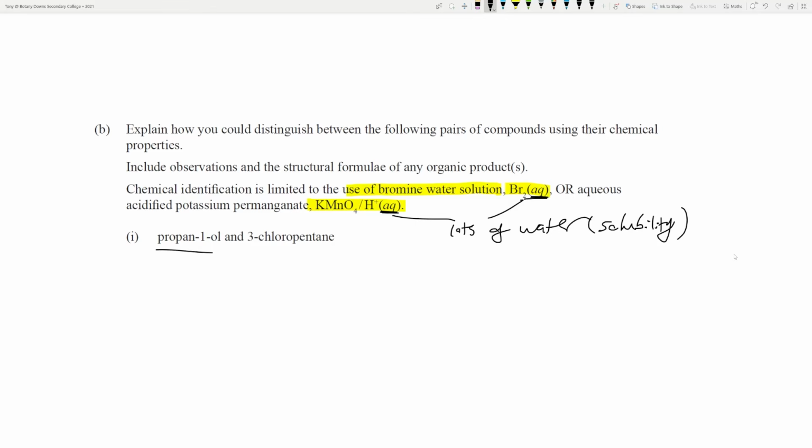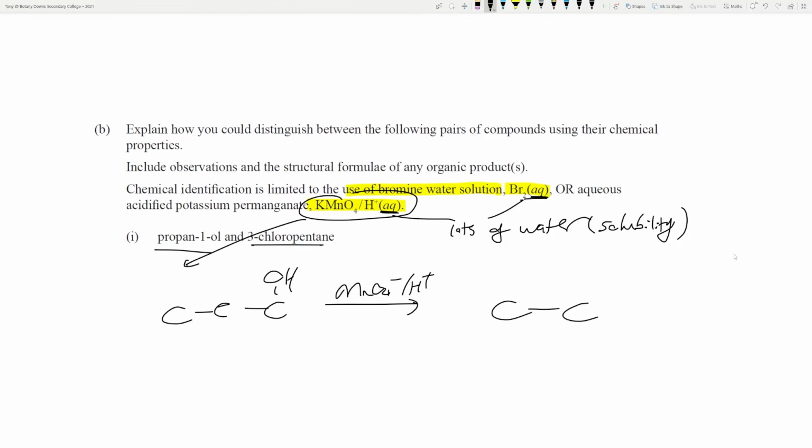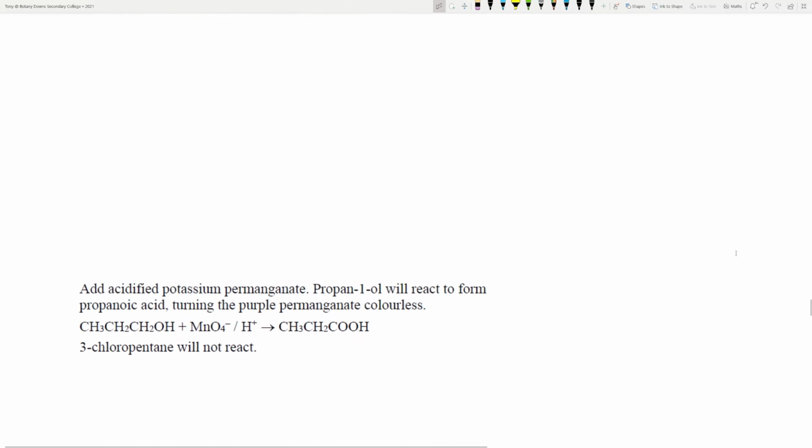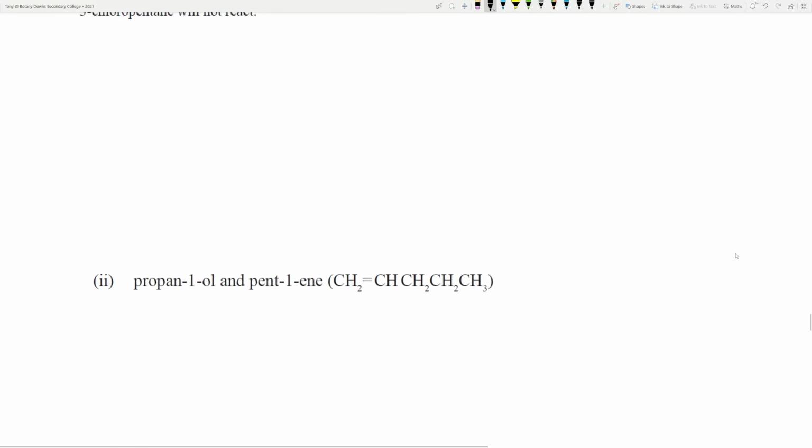So this is propan-1-ol and 3-chloropentane, so the propan-1-ol is going to react with this reagent, because it is going to be oxidized by the MnO4-/H+. This will turn into the carboxylic acid. In the process, this will go from purple to colorless, and this is an oxidation reaction, and the other one doesn't react. So here it is, exactly the same thing as I did. It goes from purple to colorless.